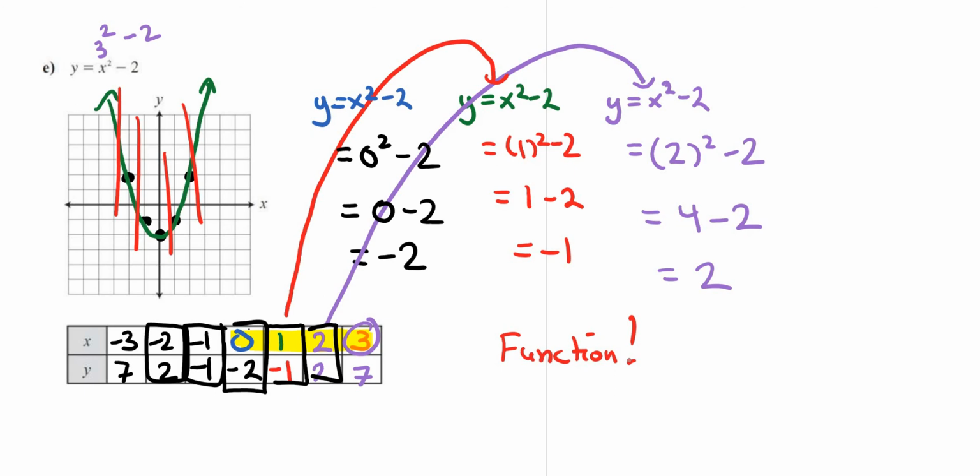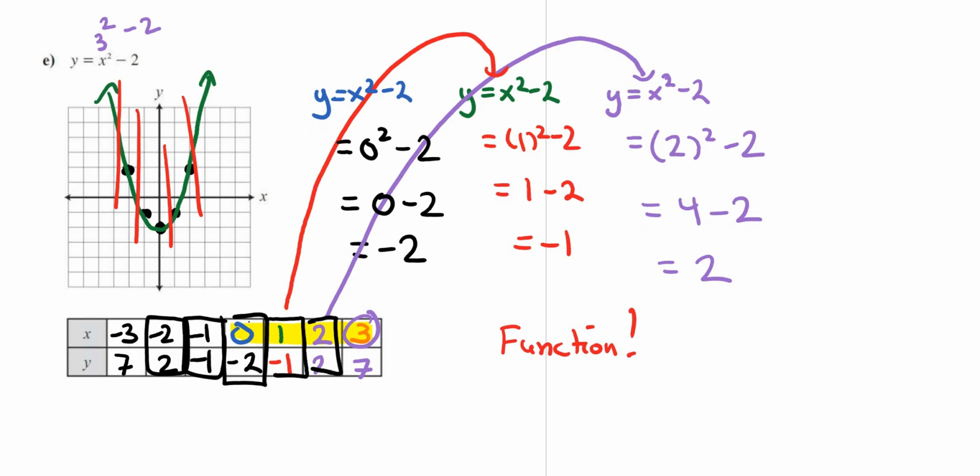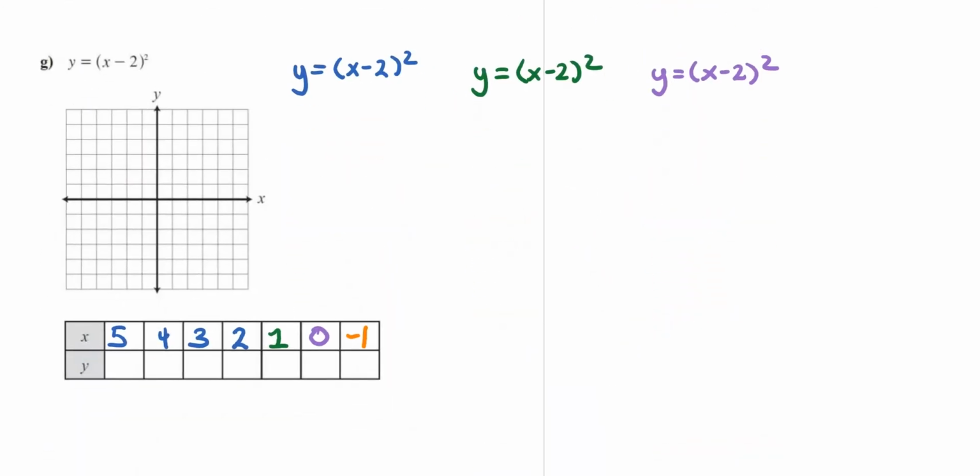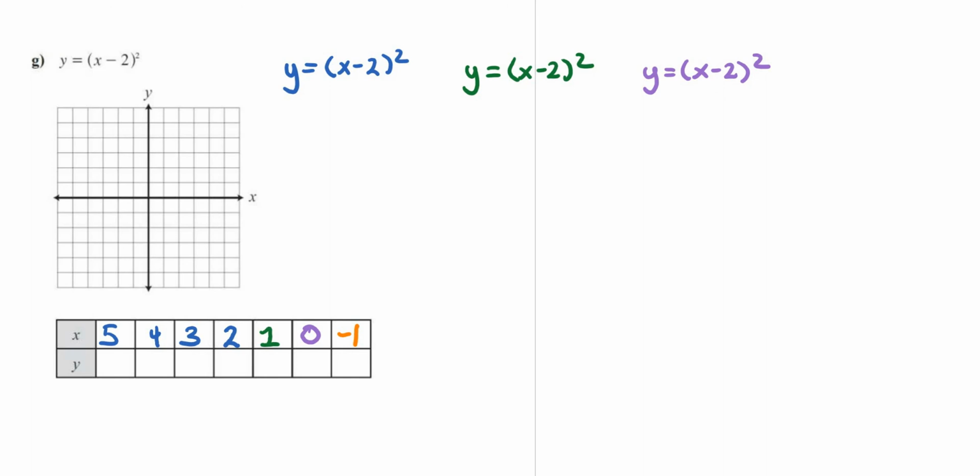Okay, that's it for question 1E. Let's move on to question 1G. And I think 1G is a very similar problem here. I randomly picked a few x values here in yellow, and we just need to find what the corresponding y values will be. Let's start with x equals 2.